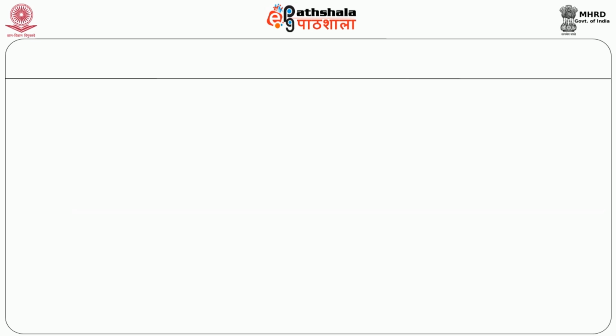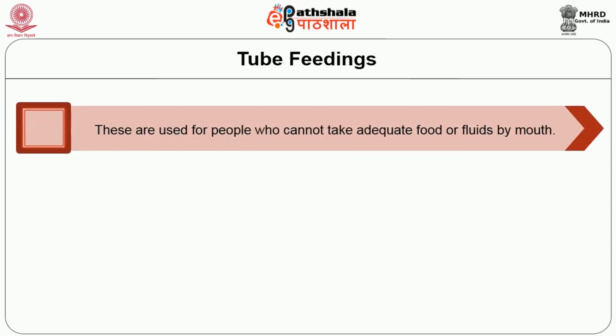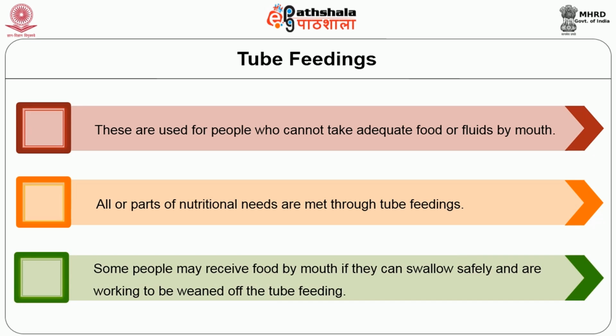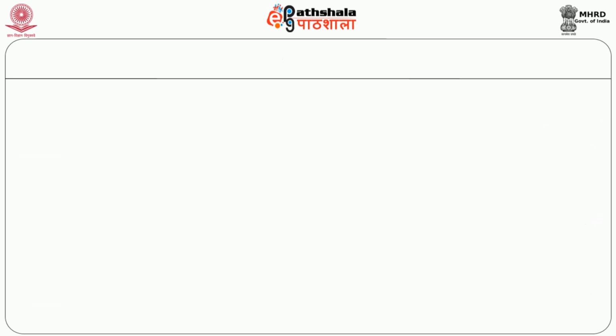So when we go to the next type of modification, which is the tube feedings, they are used for people who cannot take adequate food or fluids by mouth orally. All parts of the nutrient needs are met through these tube feedings. Some people may receive food by mouth if they can swallow safely and are working to be weaned off the tube feedings. And the next type of modification is during food allergies and food intolerances.